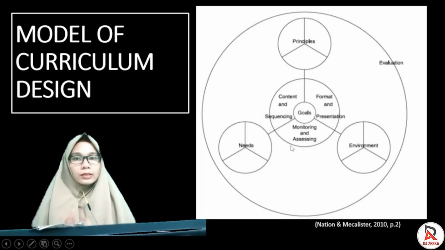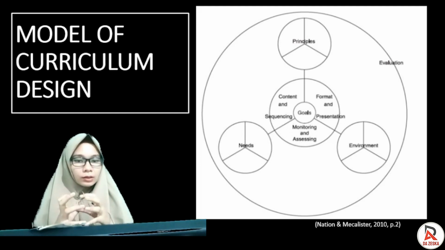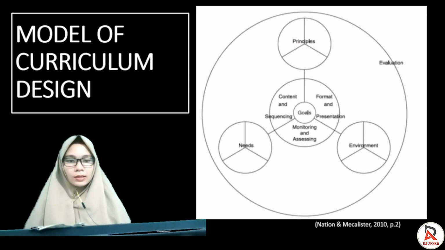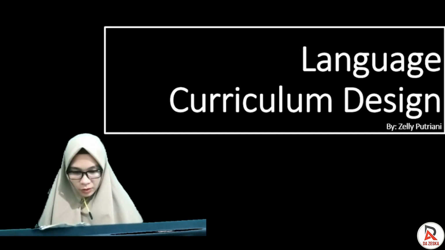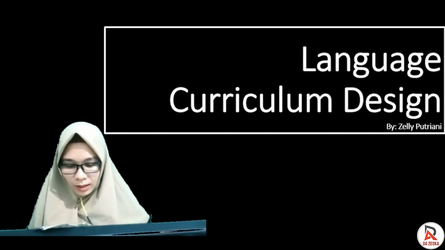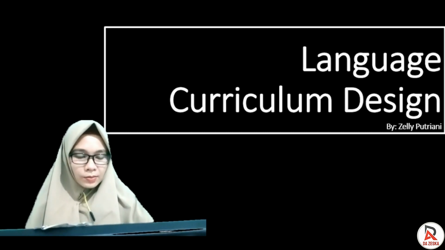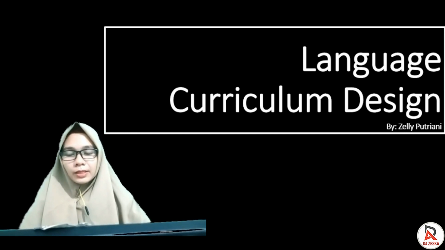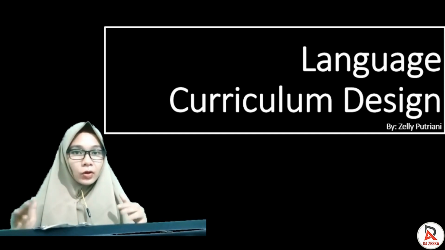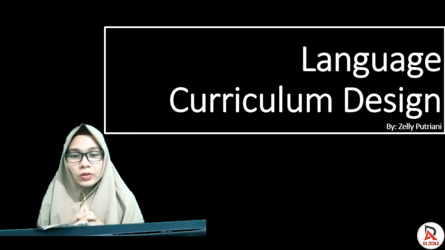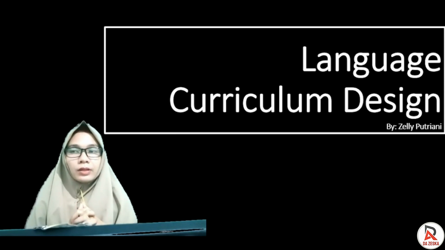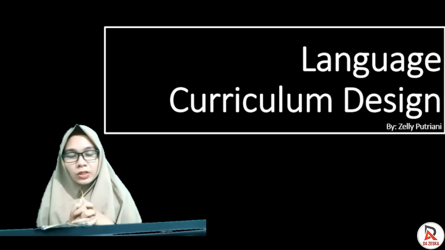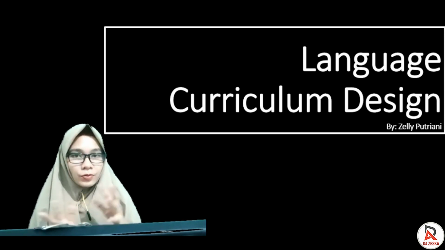Now we come to the last subdivision of this inner circle, which is monitoring and assessing. Do you know what monitor means? I'm pretty sure that you understand monitor, right? Monitoring and assessment over here is actually about your attention. It needs to give attention to your class, to your learners, and to your learners' progress in their learning.